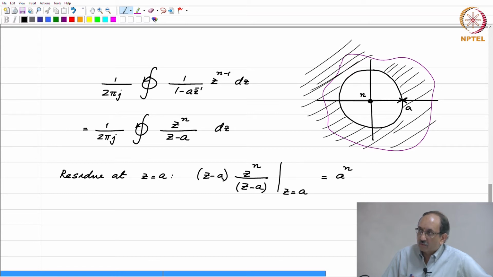So, we expected this to be the answer, and the contour integral sure enough gives us this. So, are we done in terms of finding the inverse Z transform using the contour integral?